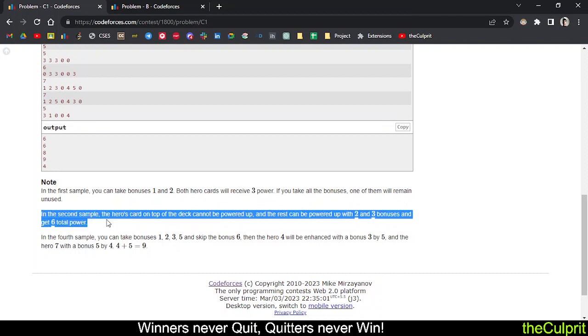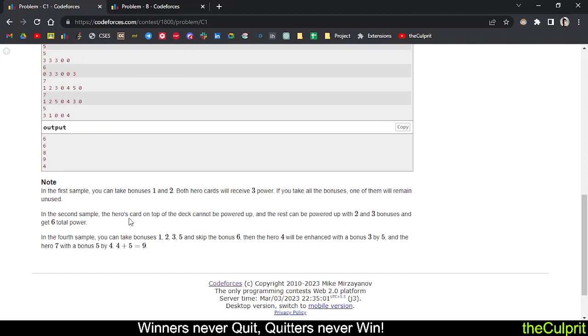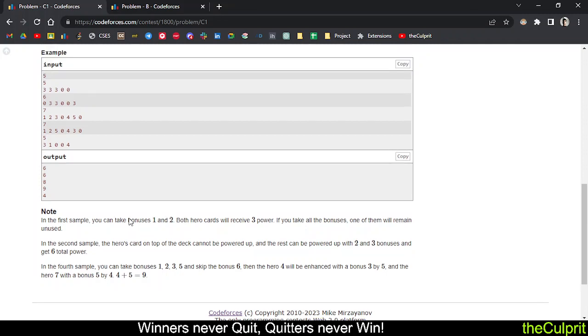The second example, the hero's card on top is powered up with this and gets 6 total power. This cannot be.